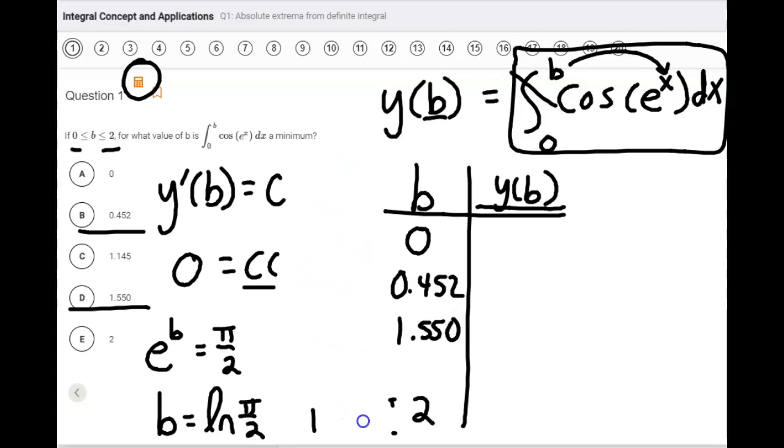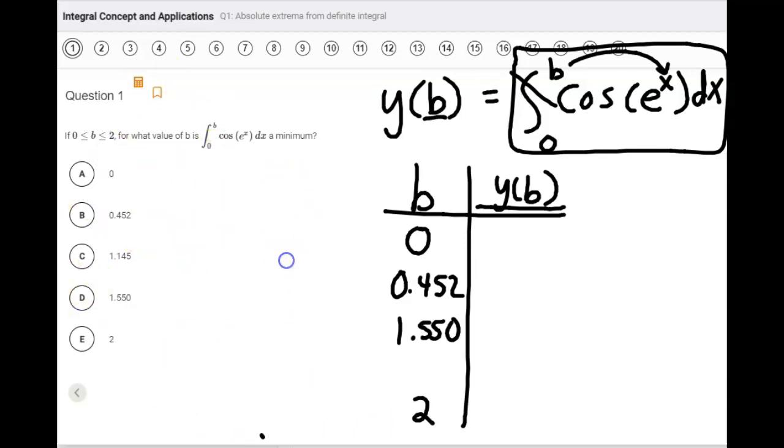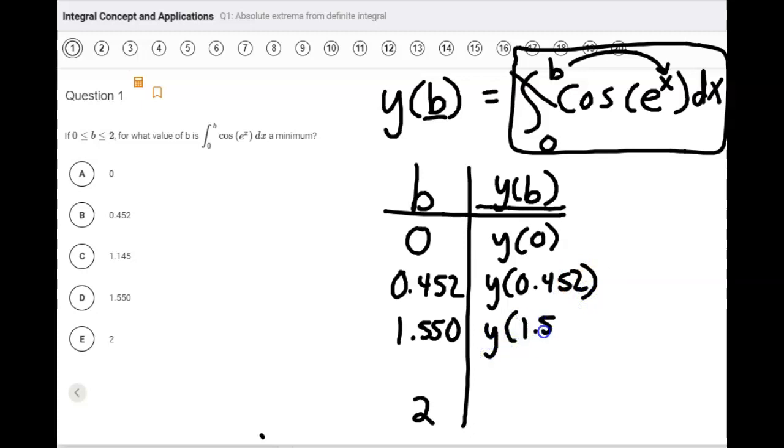Now, from here on out, we're going to let our calculator tell us which one of these will give us a minimum value, because that's what we're looking for. So I need to figure out what y of b is. Y of 0. I need to figure out what y of 0.452 is. I need to figure out what y of 1.550 is, and also what y of 2 is. Okay. Now y of 0 is easy. That's just going to be 0 because you guys can tell up here if you plug 0 in, since the top and the bottom are the same, that's just going to be 0. That's one of our integral properties.